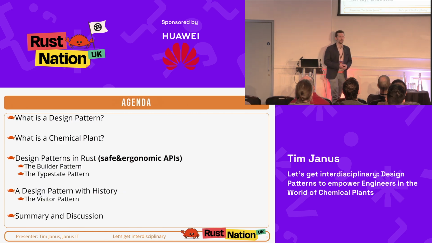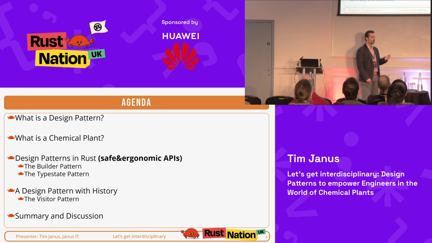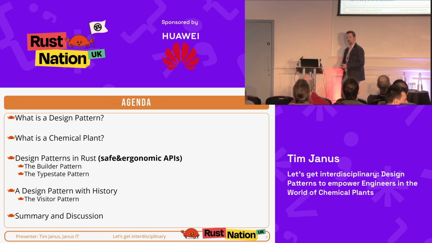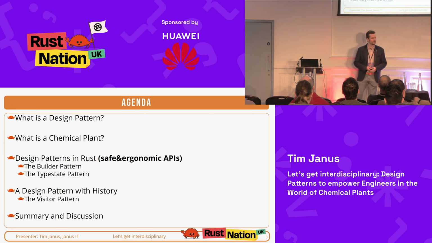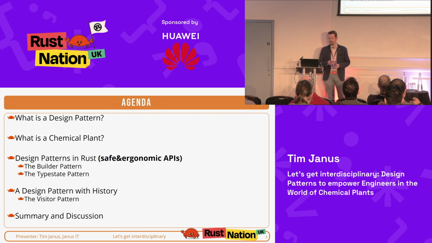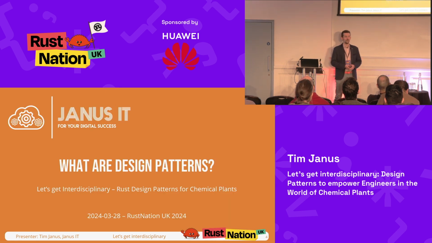However, today we will start with an introduction to what design patterns are, and what chemical plants are, more in the sense of how we represent them in a computer. Then we will talk about two very common patterns in Rust, the builder pattern and the type state pattern. They empower us with safe and ergonomic APIs. After that, I want to share my mixed feelings about the visitor pattern with you, but help decompose some ideas from it.